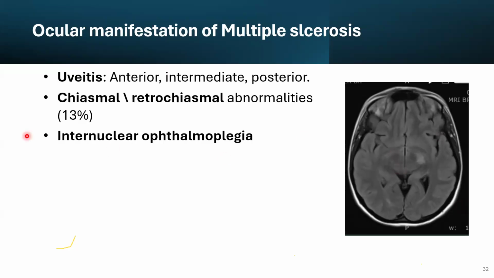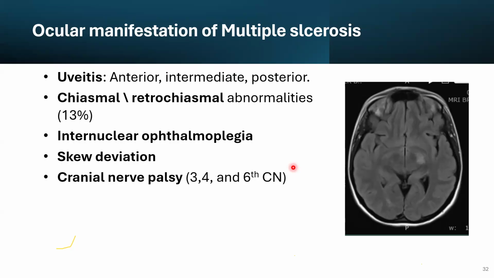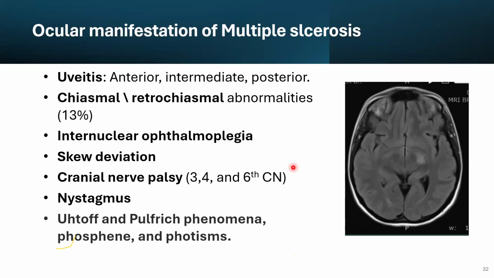And Dr. Faisal Deker explained the internuclear ophthalmoplegia in his lecture, which is characterized by limited adduction with abducting nystagmus secondary to medial longitudinal fasciculus lesion. They can come with skew deviation, which is vertical misalignment or vertical double vision that is not caused by a muscle or nerve palsy, usually indicating a brainstem lesion. They can come with any cranial nerve palsy, third, fourth, sixth cranial nerve palsy.